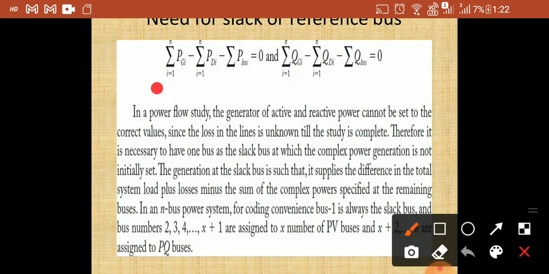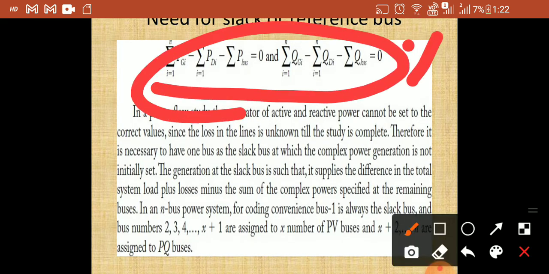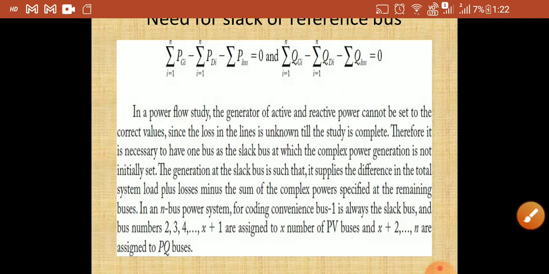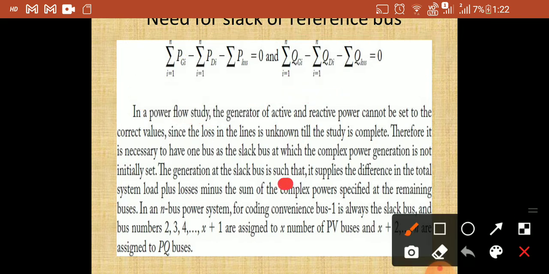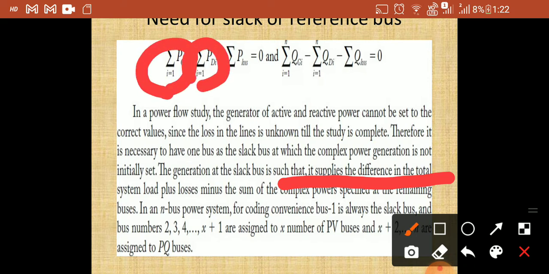Okay, so here a very important question: what is the need for the slack bus or reference bus? The generation of the slack bus is such that it supplies the difference in total. So the slack bus power is generation minus demand minus losses, the sum of the complex power specified at the remaining buses. This is the reason for the need of the slack bus.